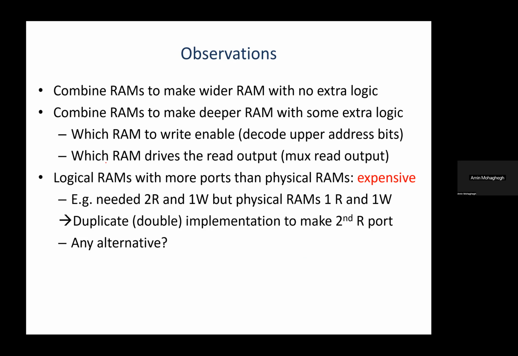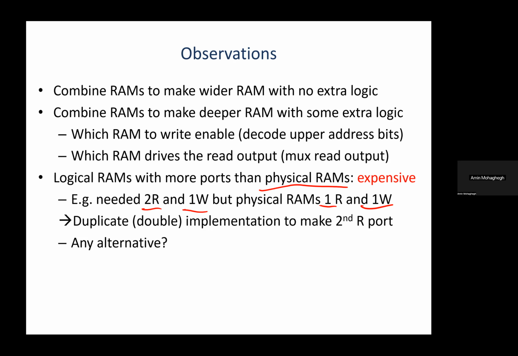Logical RAMs that need more ports than you have on the physical RAMs, you can build them, but they are expensive. So we basically needed 2 read and 1 write port, but we had 1 read and 1 write port on our physical RAMs, and that actually made us duplicate the whole thing. So to get that second read port, we made the cost double.